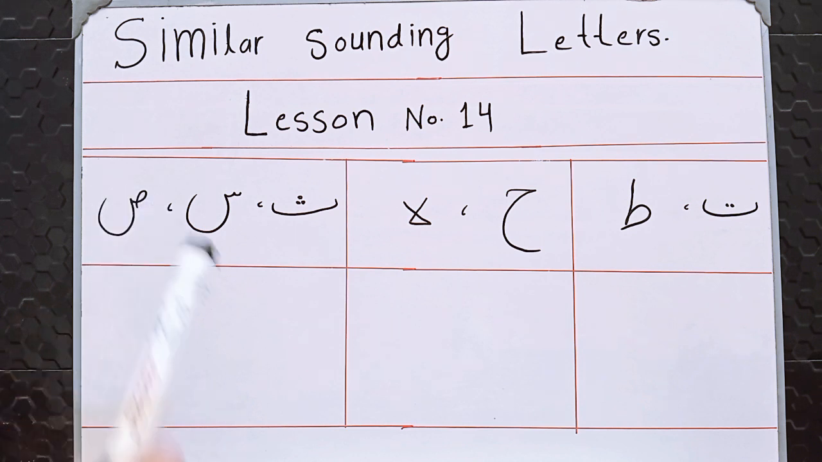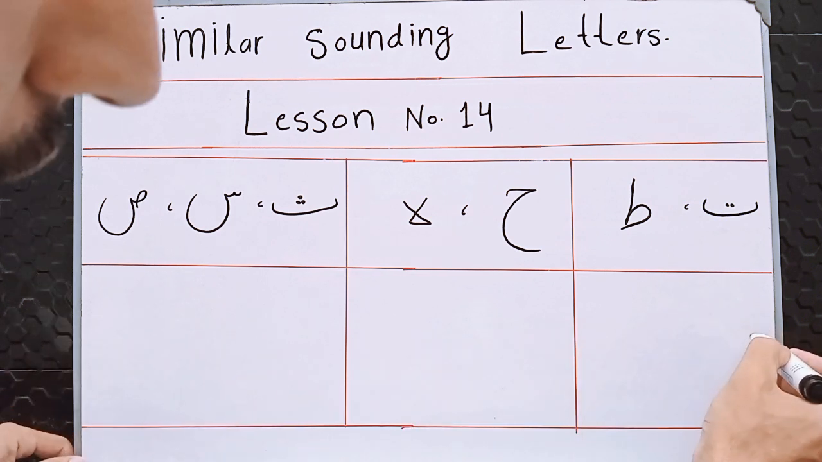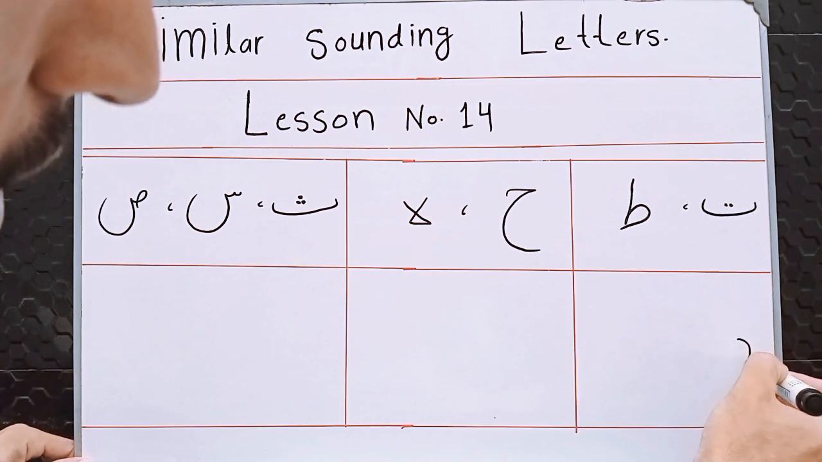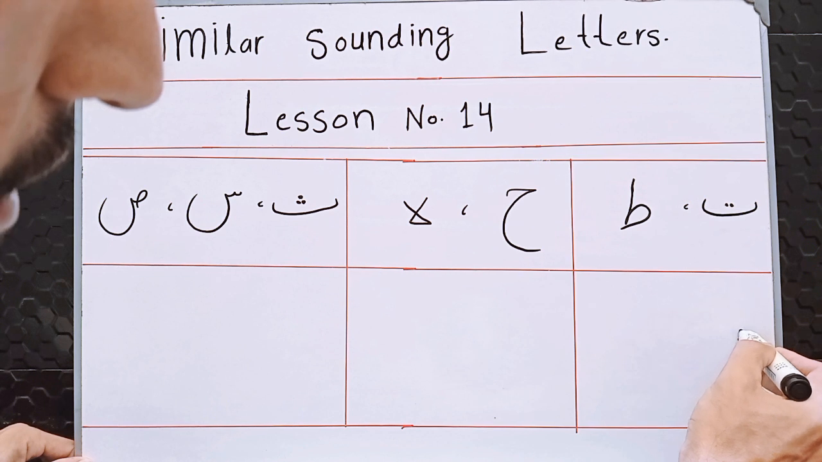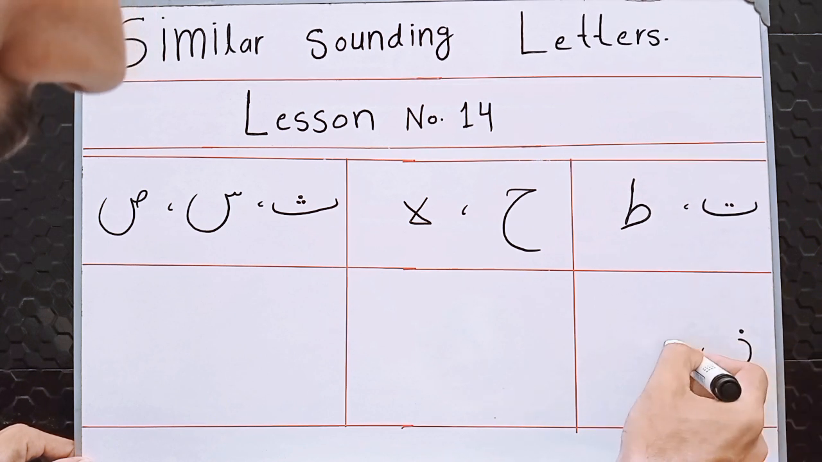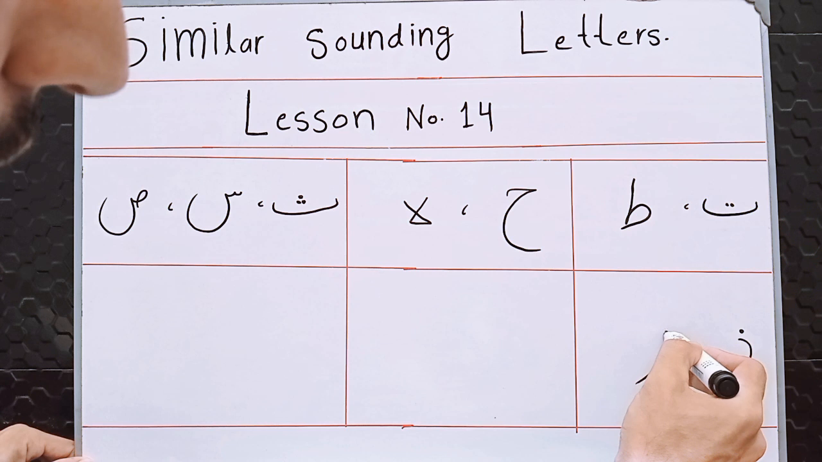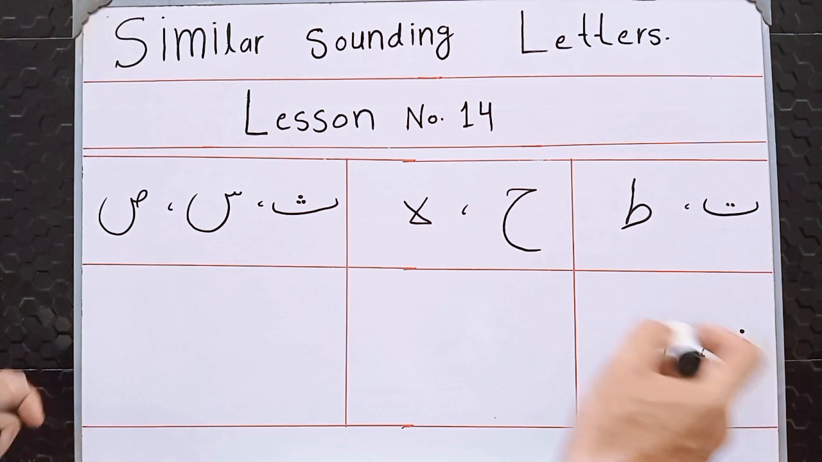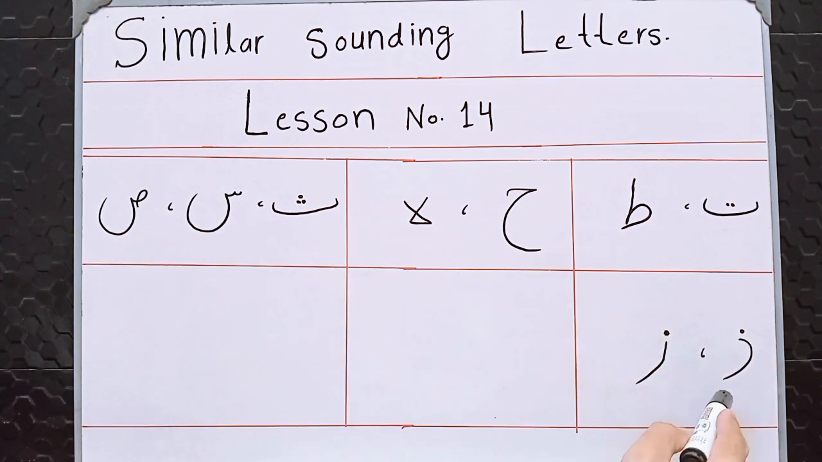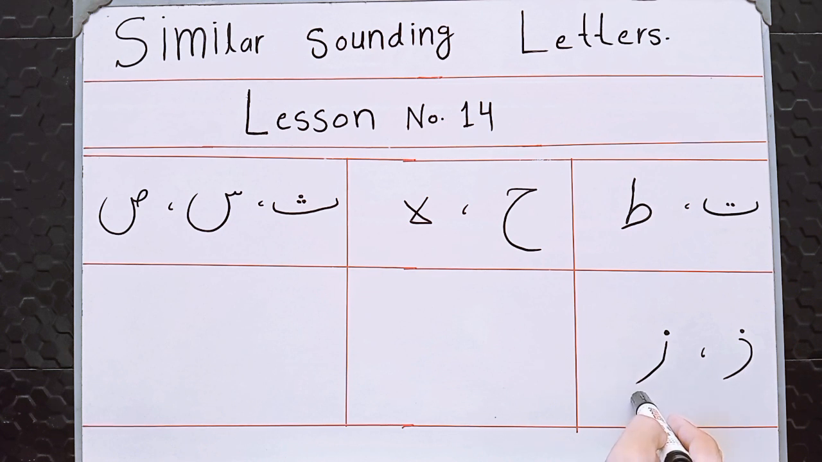So my brother and sister, the next one is zal and za. These two letters are similar sounding letters, like you can say zal, za.